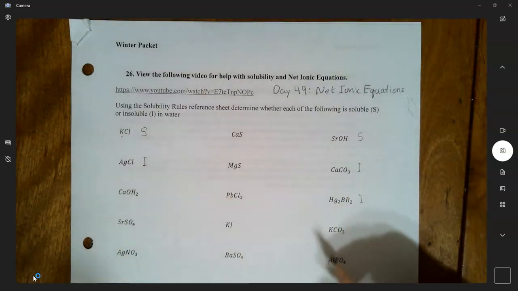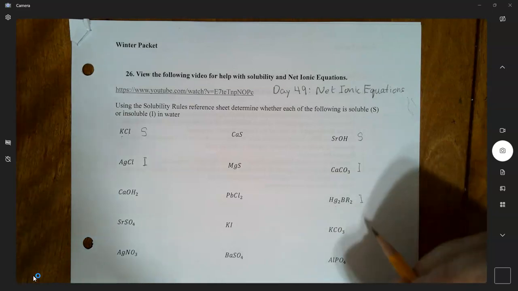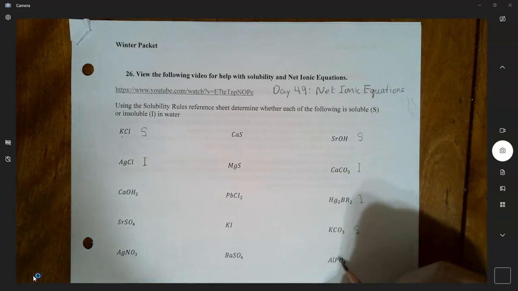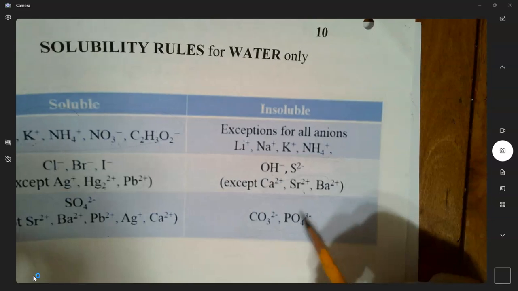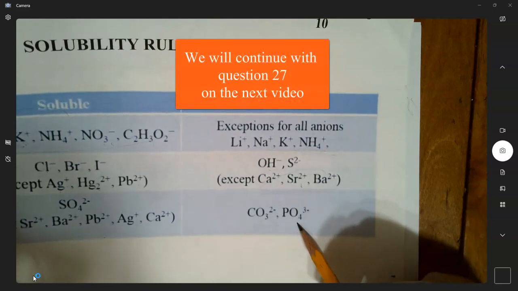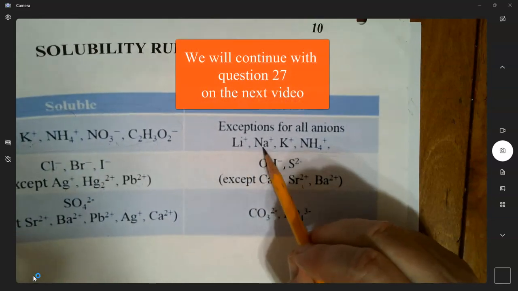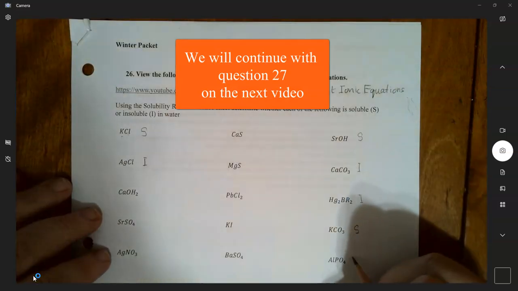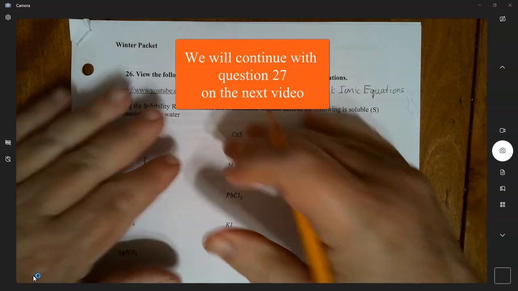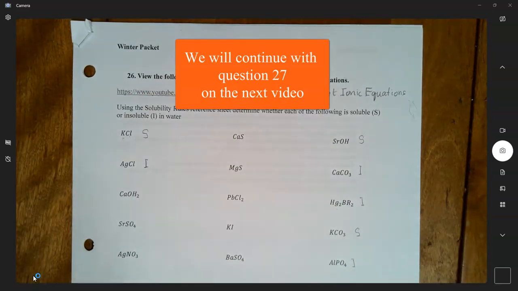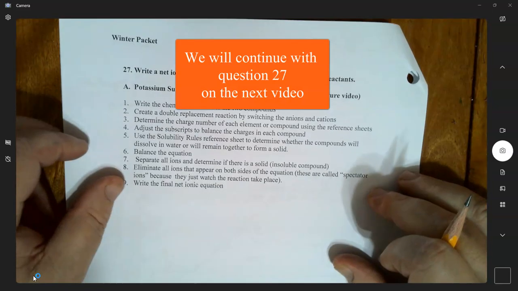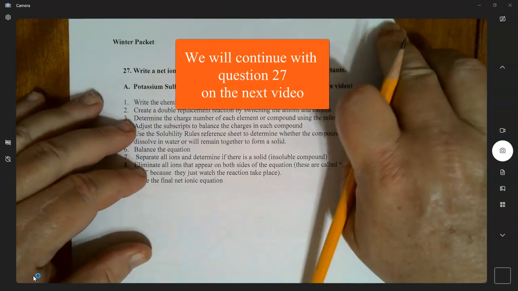And then KCO, right away there's K, it doesn't matter what it's with, that's going to be soluble. And AlPO4, so phosphate is insoluble with anything except these 4 up here, and Al is not one of those, so that's insoluble. Alright, so you go ahead and complete these based on the video. Okay, now we are going to do a net ionic equation.